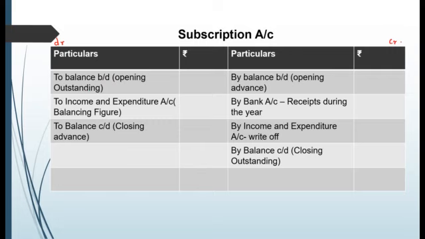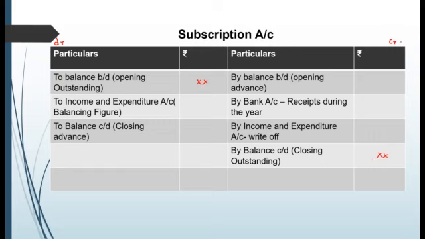So it has a debit balance. The subscription account on the debit side would have an opening balance, balance brought down, related to the outstanding at the beginning of the year. That is opening outstanding, whatever was outstanding. And what was outstanding at the end comes on the opposite side. This is the amount which was supposed to be received at the end of the year but was not received.